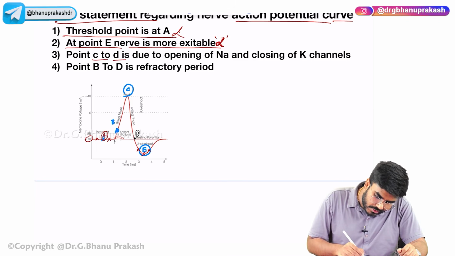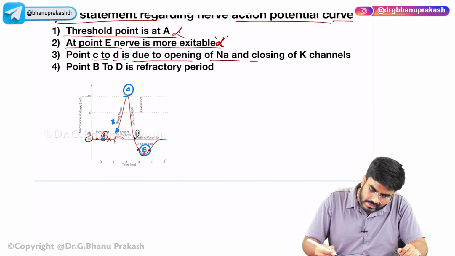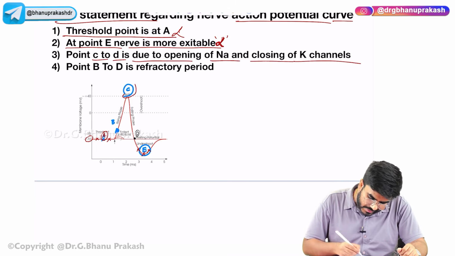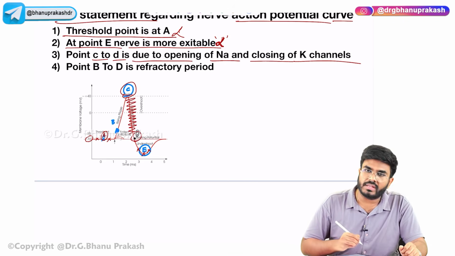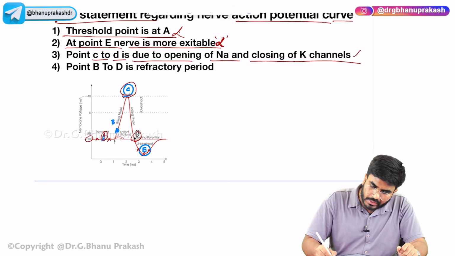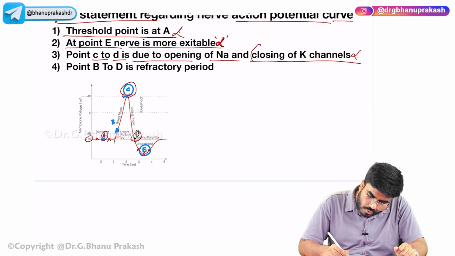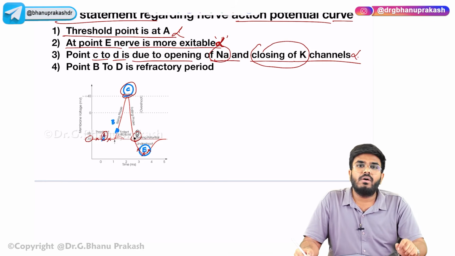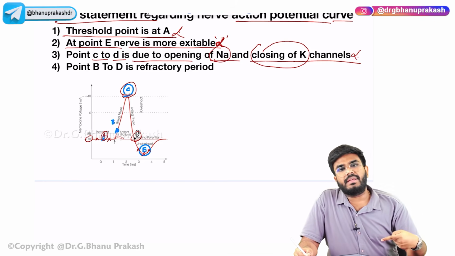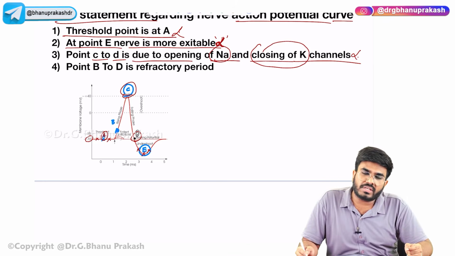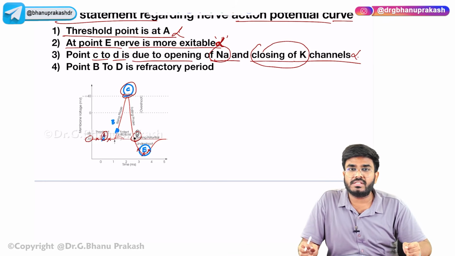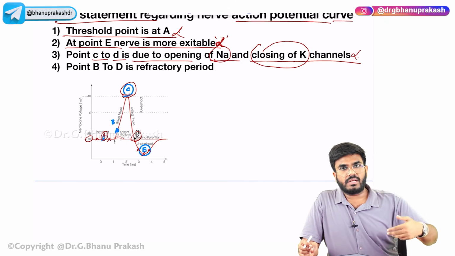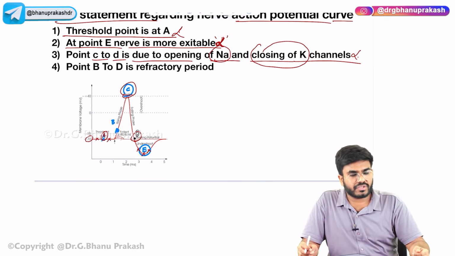Point number C to D is due to opening of sodium channels and closing of potassium channels. Where is C? C to D. So, very clear, this is the phase of repolarization. Now, this is a wrong statement because during repolarization, there is opening of potassium channels and closing of sodium channels. Okay, the inactivation gate of the voltage gated sodium channel is going to close during repolarization and the potassium channels open, leading to efflux of potassium.